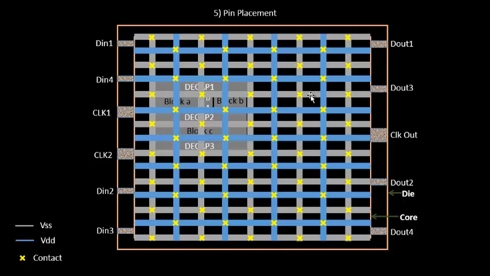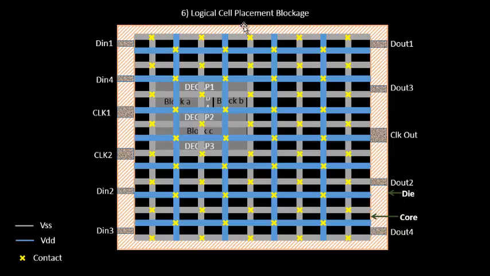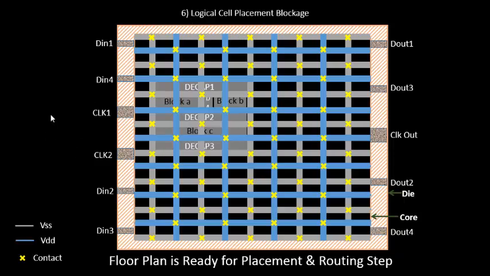Once we are done with the pin placement, the next step is to make sure that the automated placement and routing tool doesn't place any cells in this particular area. This area should be blocked for the placement and routing tool. So that's what we do: we do a logical cell placement blockage. We block this particular area using a blockage, and this makes sure that the automated placement and routing tool doesn't place cells in this area, because this area is reserved for the pin locations. Finally, when we have the logical cell placement blockage, our floor plan is ready for the placement and routing step.